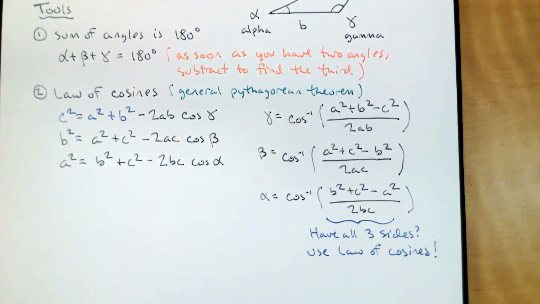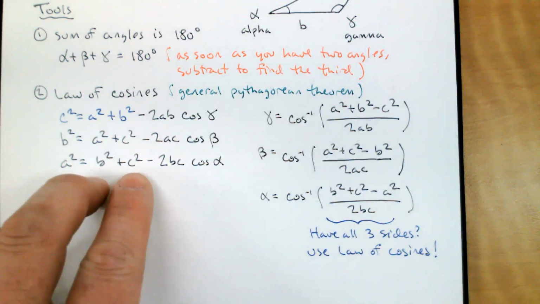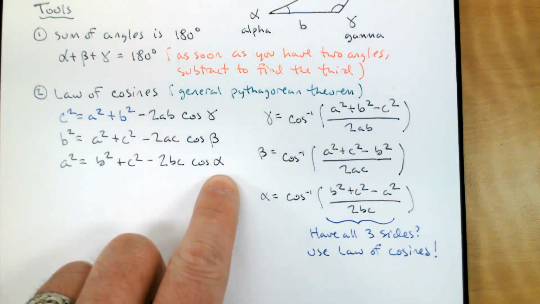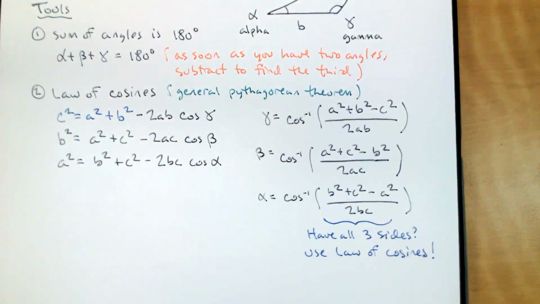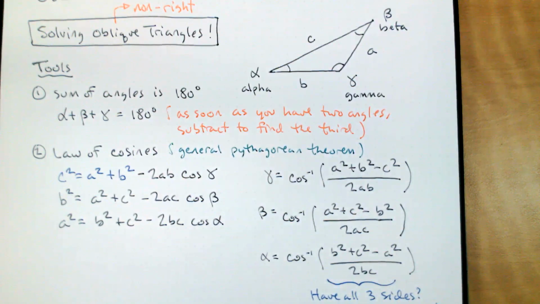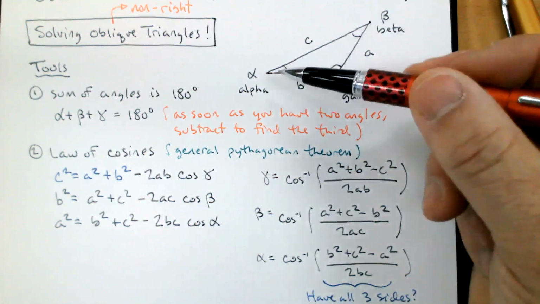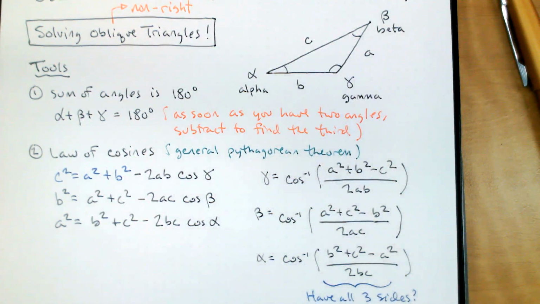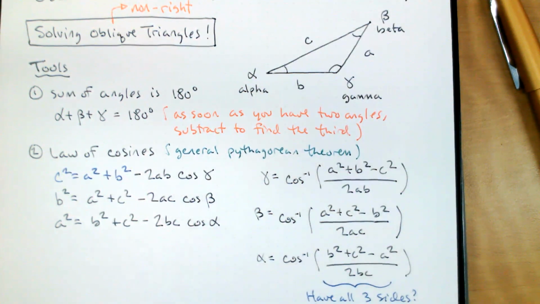Over in the other column, we can use the law of cosines if we have 2 sides and 1 angle. The way we're going to characterize this 2 sides and the 1 angle is that the angle is the included angle. So notice angle gamma is included between sides A and B. Angle gamma is made up of A and B. Angle beta, the 2 sides making up angle beta are A and C. And the 2 sides that are making up angle alpha are B and C.